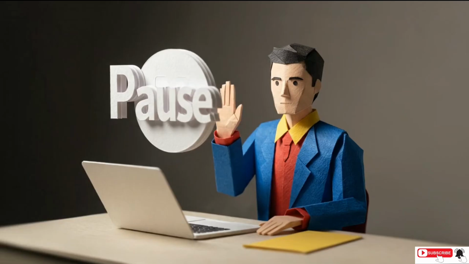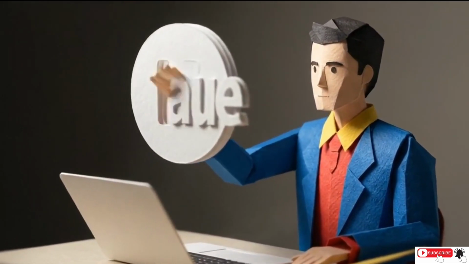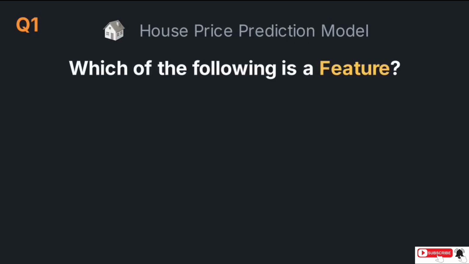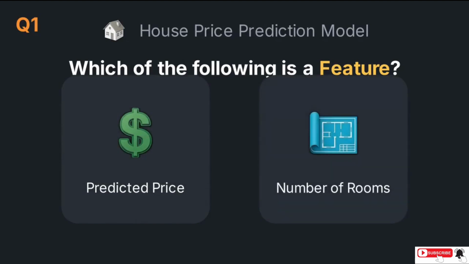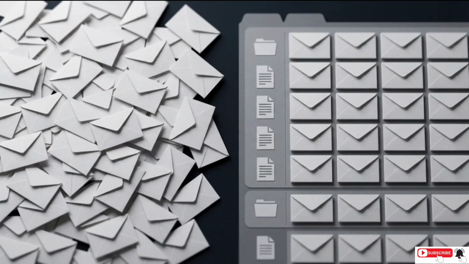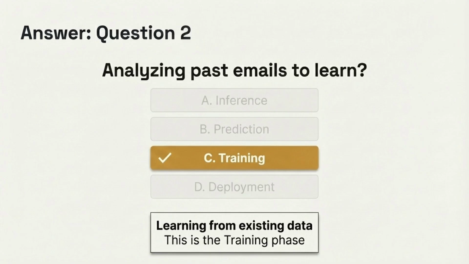Let us do a quick practice run. Feel free to pause the video after I read the question to test yourselves. Question 1. In a house price prediction model, which of the following is a feature? The predicted price or the number of rooms? The correct answer is the number of rooms, because that is the input data. Question 2. A model is currently analyzing thousands of past emails to learn what spam looks like. What phase is this? It is learning from past examples, so that is the training phase.